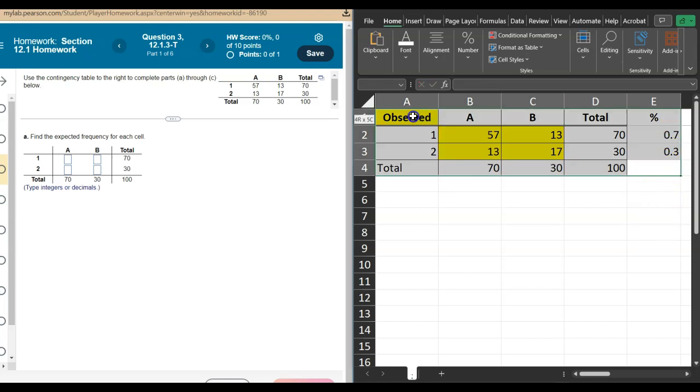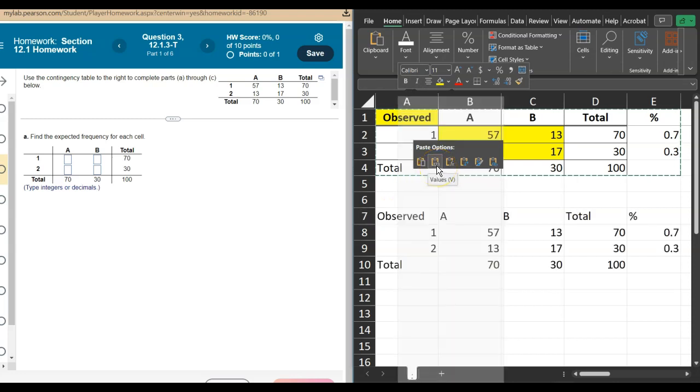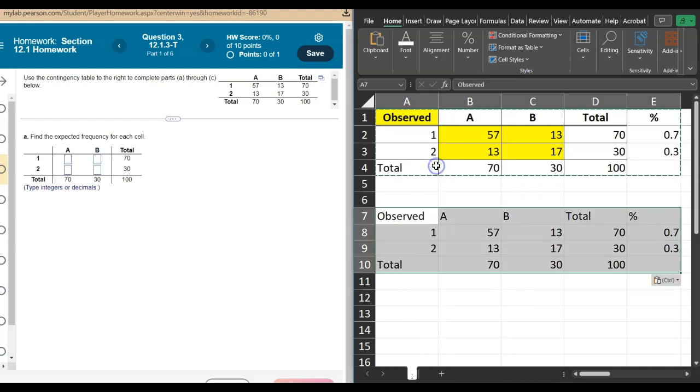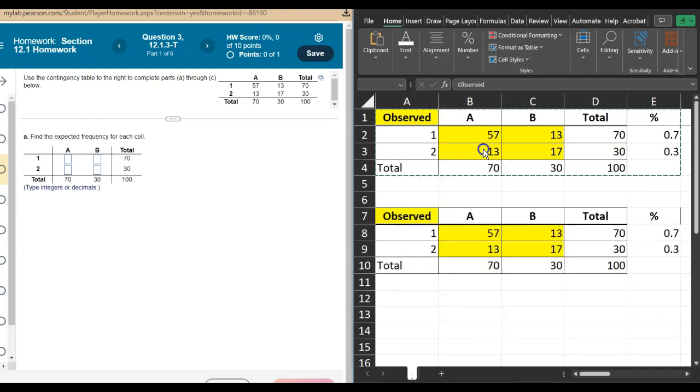Then you copy this table and paste it here, and you want to use paste as values, not a regular paste. You could also paste the format if you want, which gives you the borders and everything else. The most important thing is that these are values, not connected to the previous table. I'm going to change the name of the table from observed to expected.